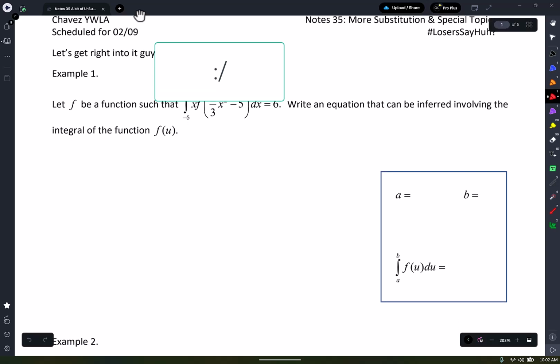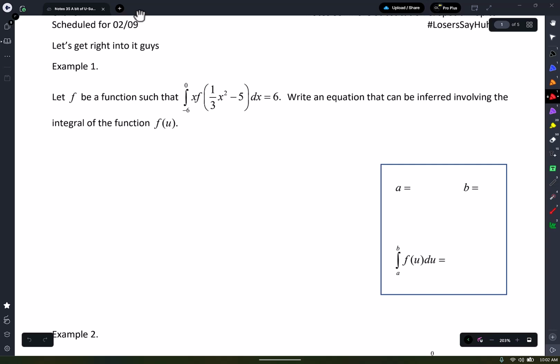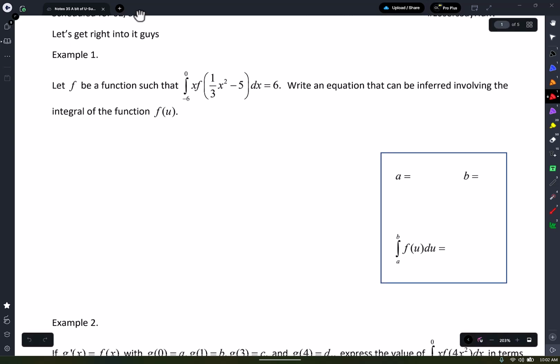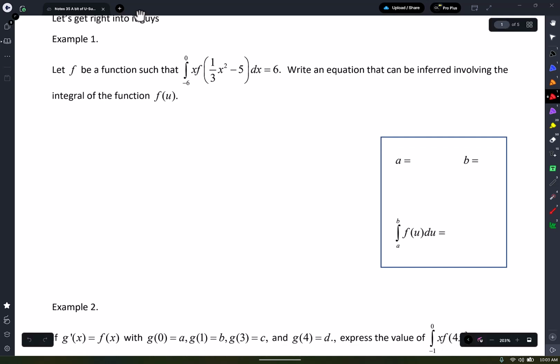You guys ready? So example 1 is pretty much stuff that you guys already know. That's just U sub. I did put some of these questions on Delta. Let f be a function such that, write an equation that can be inferred involving the integral of the function f of u. And then they have here on the right-hand side the box of what is f of u du. So let's just see.